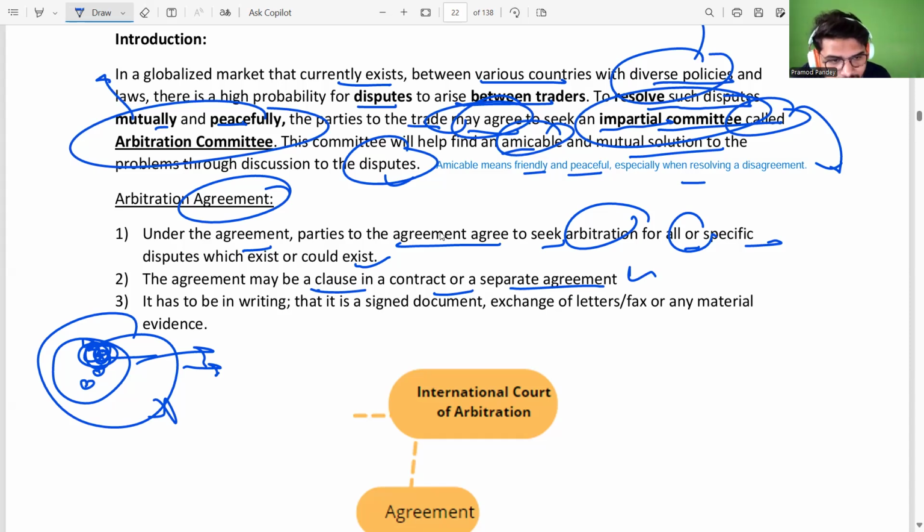It has to be in writing. If the agreement is there, it has to be in writing. You cannot say that, okay, we had discussed that if anything happens we will go to arbitration. No, it should be in writing. If this is going to be included, then it should be in writing.